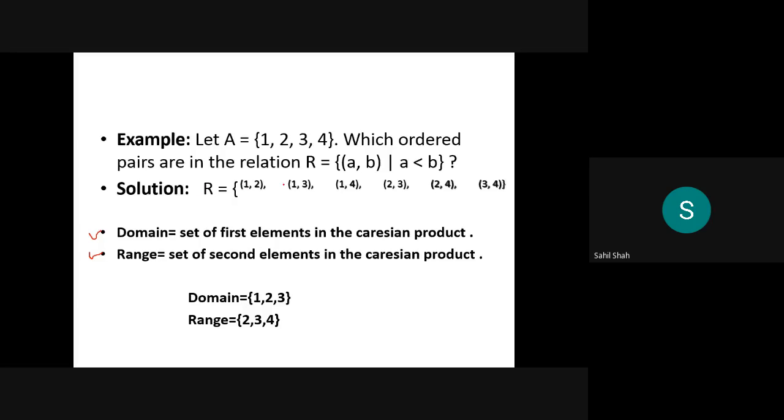Domain is 1, 2 and 3, while the range is 2, 3 and 4. That you are observing. Domain is the set of all the leftmost elements before the comma. Range is the set of all elements after the comma: 2, 3, 4. Am I clear?